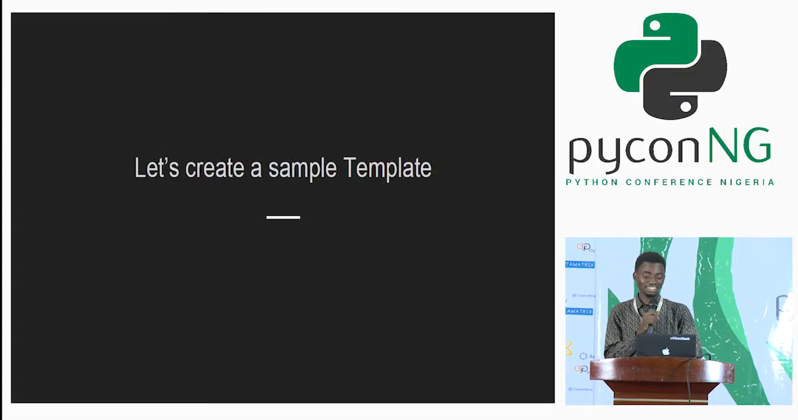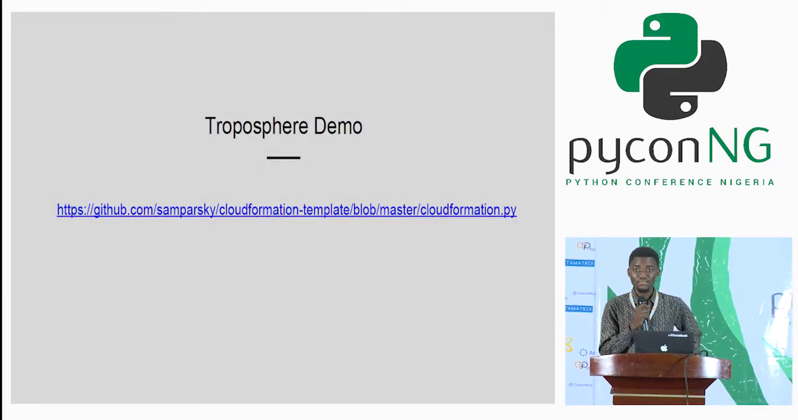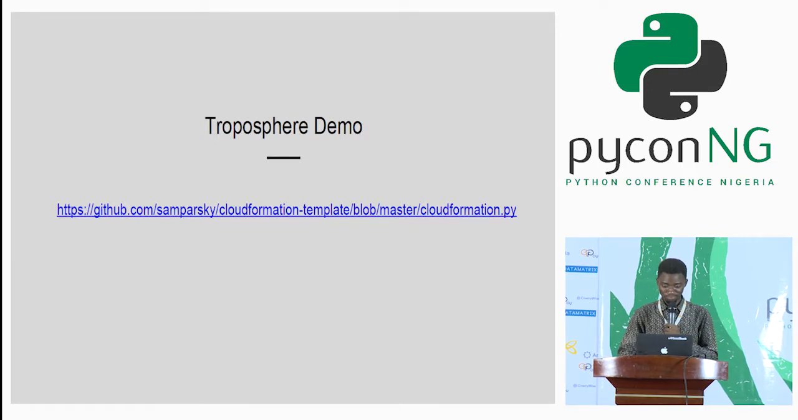So let's create a sample template. I'll be using this. Can everyone see this? I'm trying to zoom out. Can we see it? You can actually check it here on my GitHub repo. I believe there's a Wi-Fi connection, so I believe you can see this. I should zoom in, okay. Is it better now?